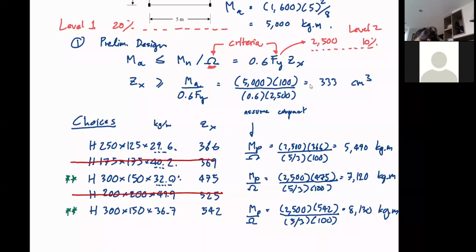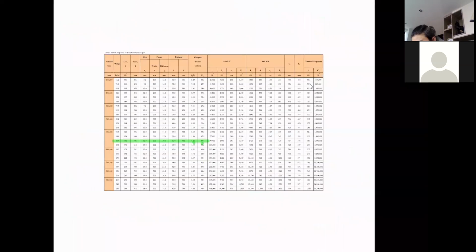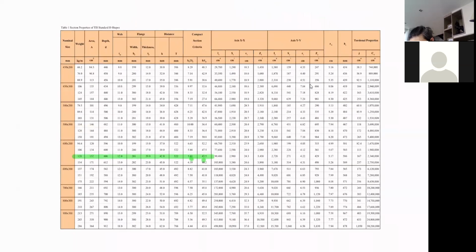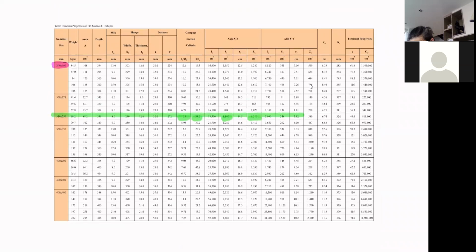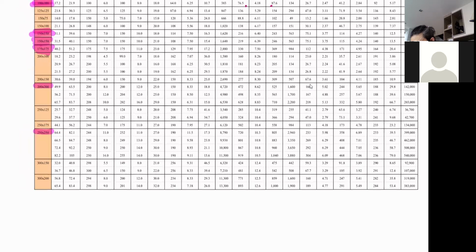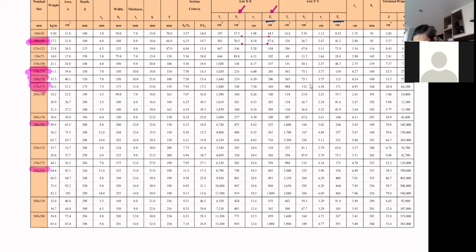Okay. So now, what are you going to do? Now, let me point out another thing for you. Let us go back to the same table. Now we are looking at 300 by 150 here. Okay. So try to improve. All right. So we are here.